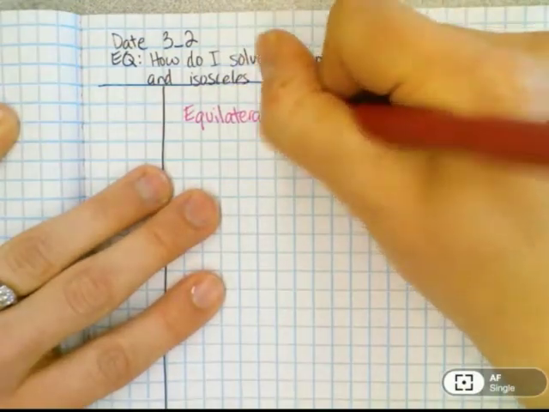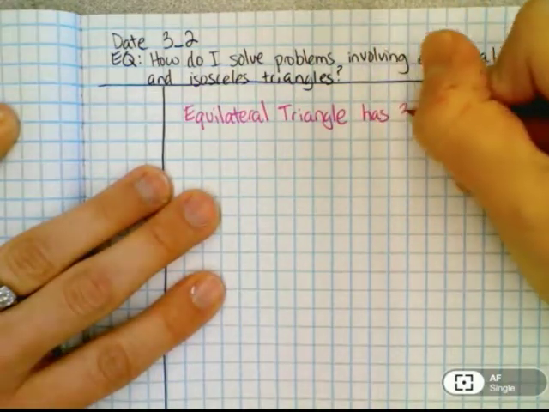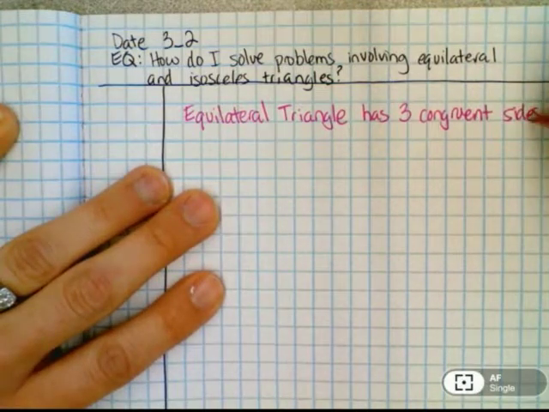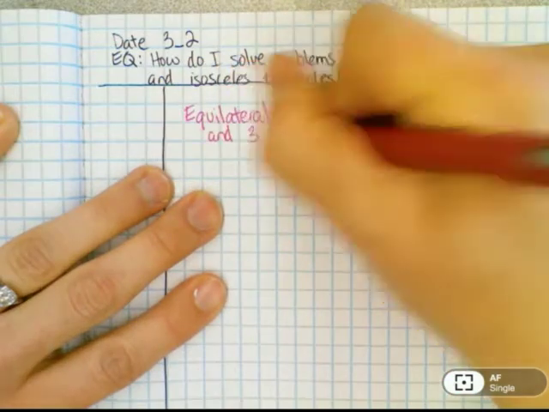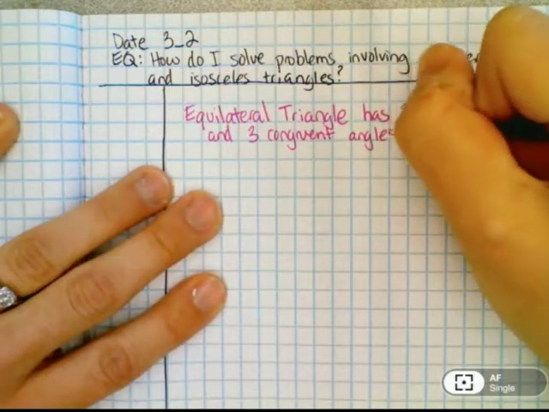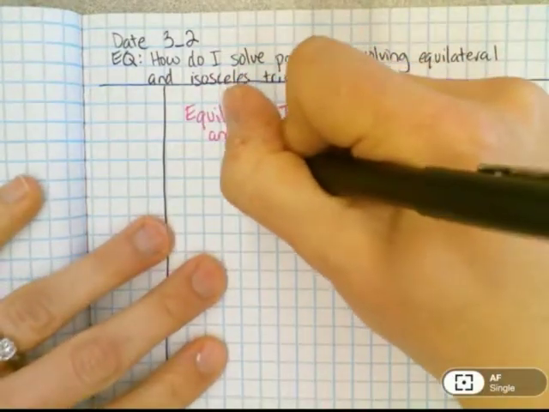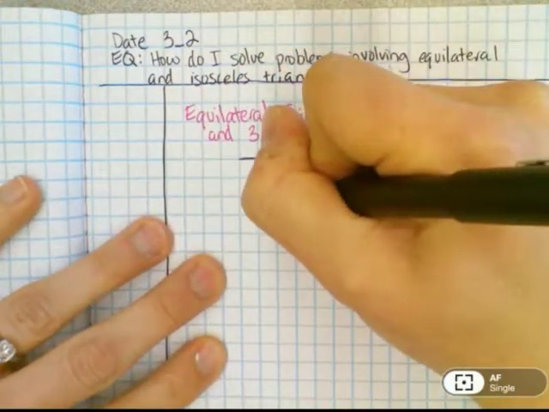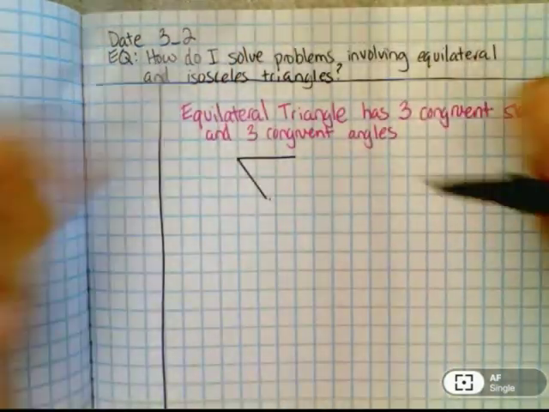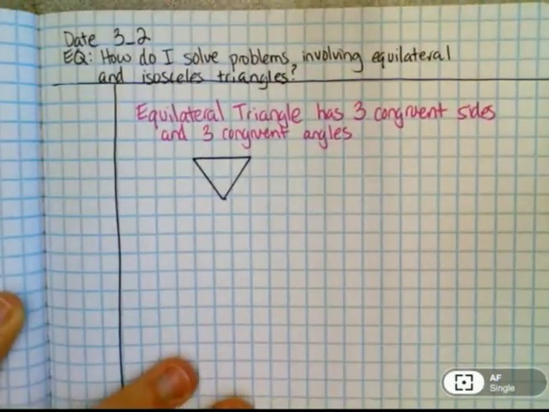So an equilateral triangle has 3 congruent sides, and it has 3 congruent angles. So let's go ahead and sketch an equilateral triangle. Something like this. Go ahead and use a straight edge whenever you can to make your diagrams look nice. So mine is not perfect, as you can see.